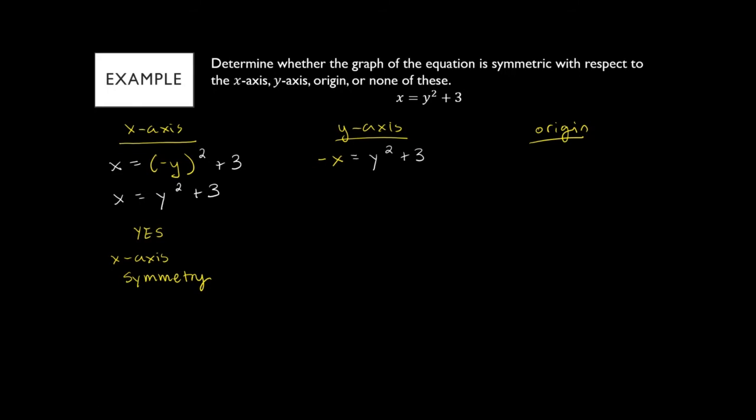So we want to solve this equation for x so that we can see if we get the same equation out, x equals y squared plus 3. When you divide everything by a negative, you get negative y squared minus 3, and it's not the same. So this is a no, we don't have y-axis symmetry.